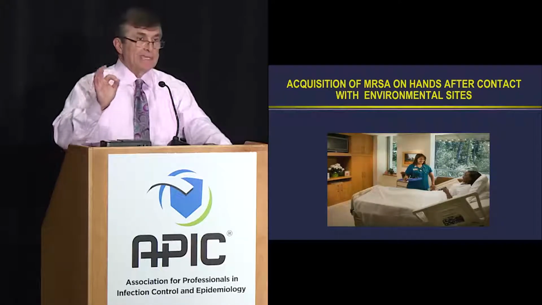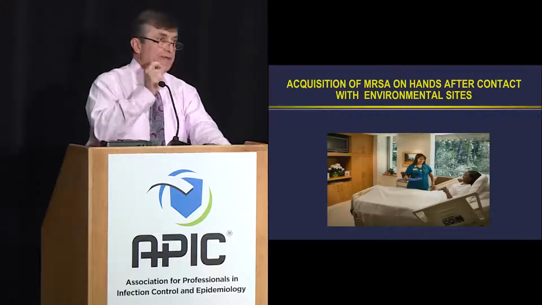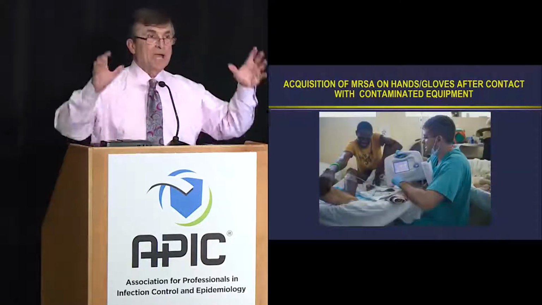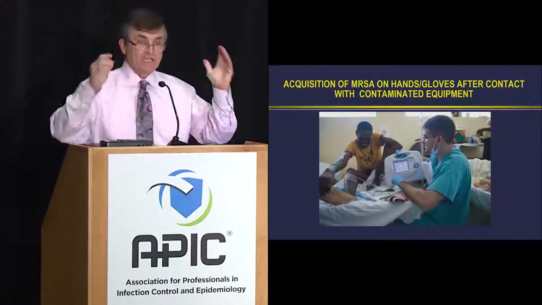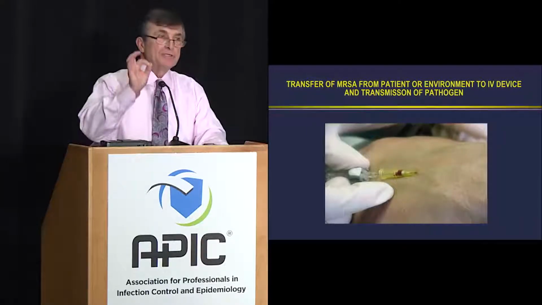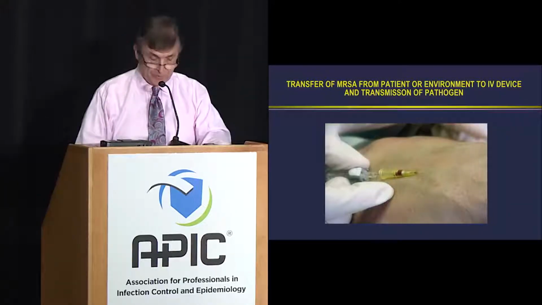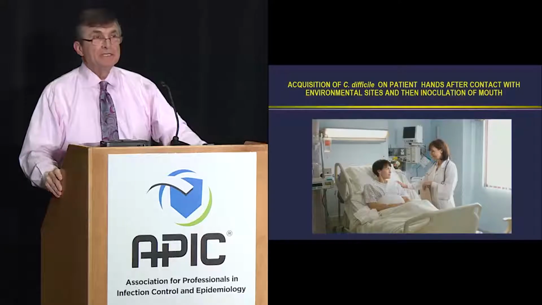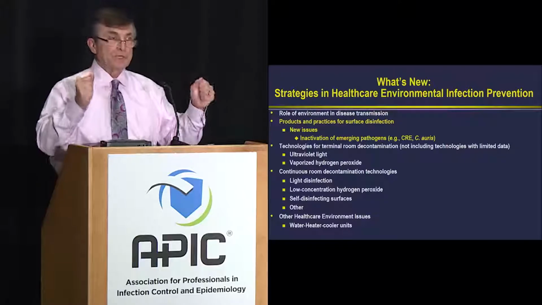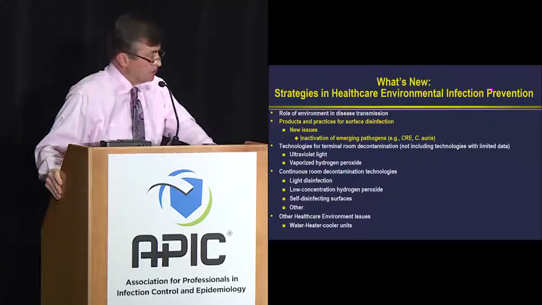...difficile by touching a contaminated bed rail or another contaminated surface in their room. 235% increased risk. Of course, that happens because we acquire pathogens on our hands by touching environmental surfaces, by touching contaminated equipment, and of course transmit those organisms to the patient because of patient contact, either because of inappropriate glove use or inappropriate hand hygiene. And as I mentioned, sometimes the patients can self-inoculate, all of which are important modes of transmission associated with the environment, and why, of course, environmental disinfection is so important.